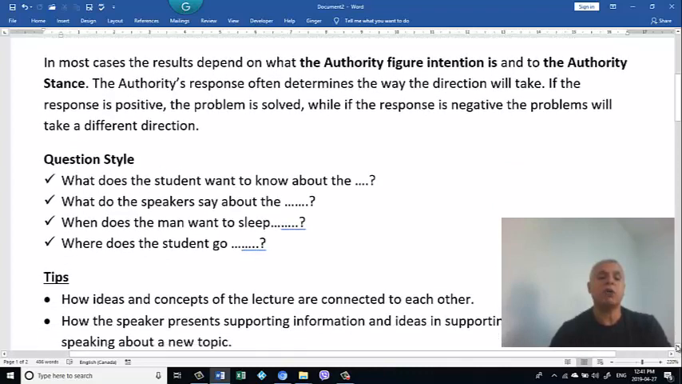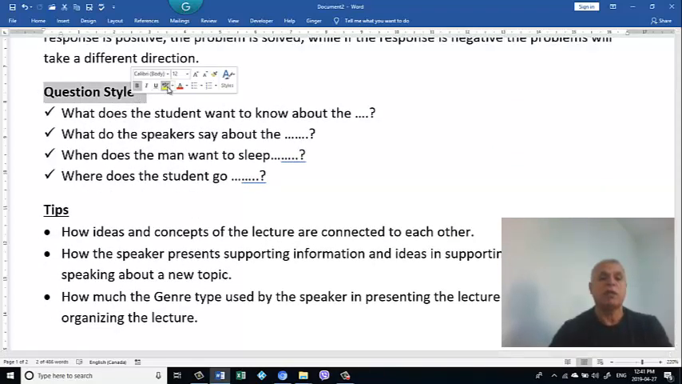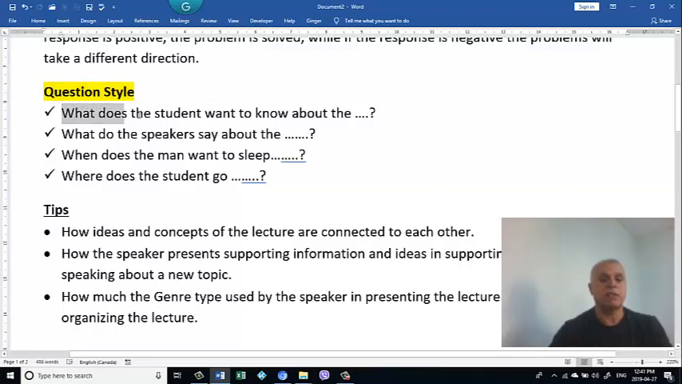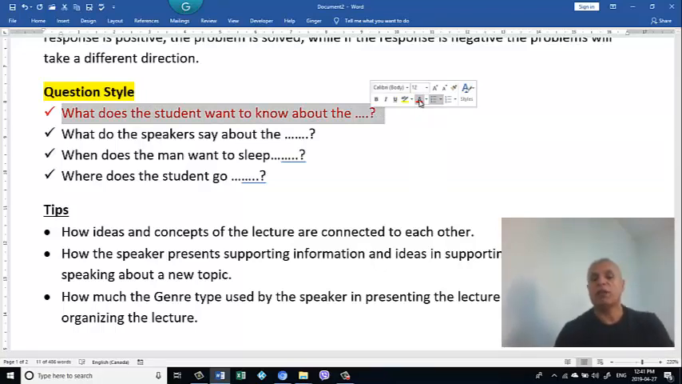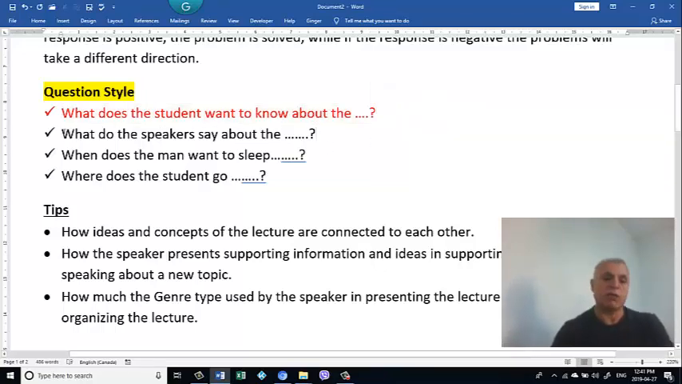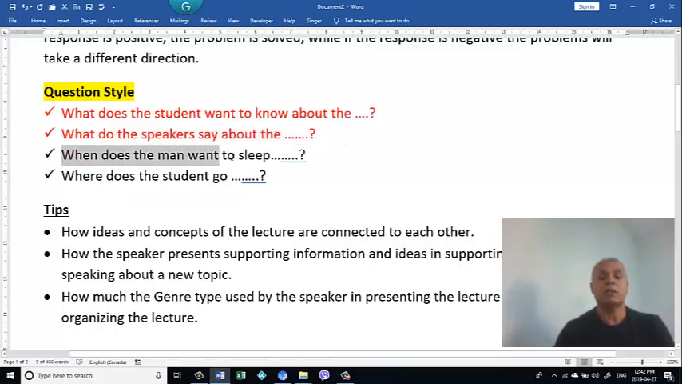We have some kinds of question styles. For example, here we have it: what does the student want to know about? For example, maybe courses, or maybe a decision that will be made by the authority. Sometimes you could have a question like this: what does the speaker say about going to take the test or postponing the exam? When does the man want to sleep?